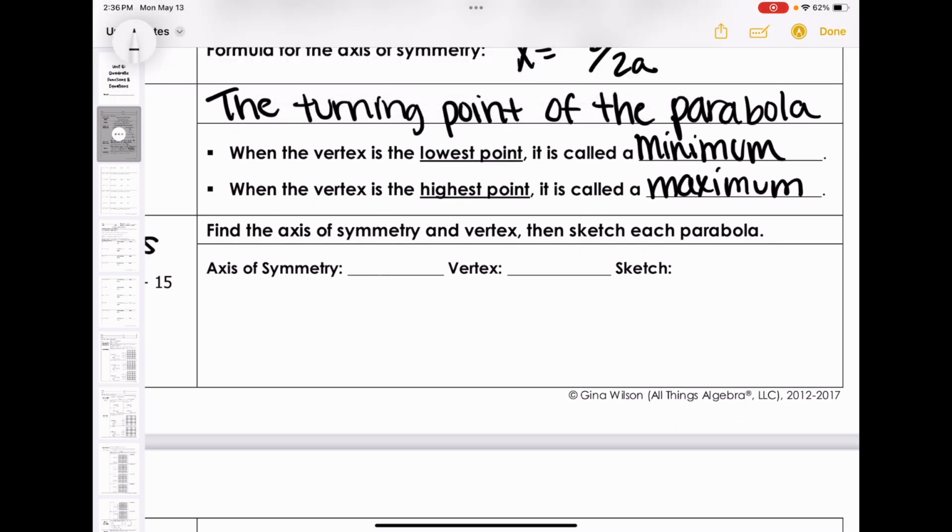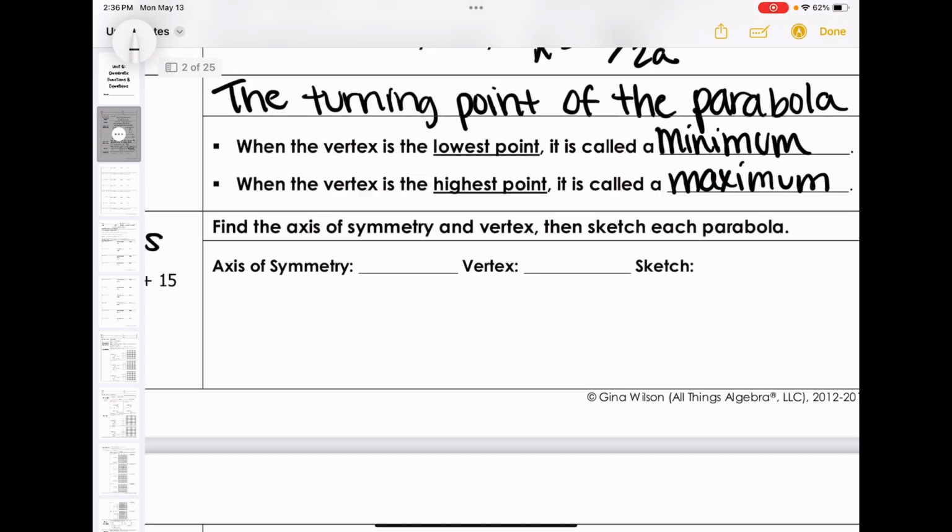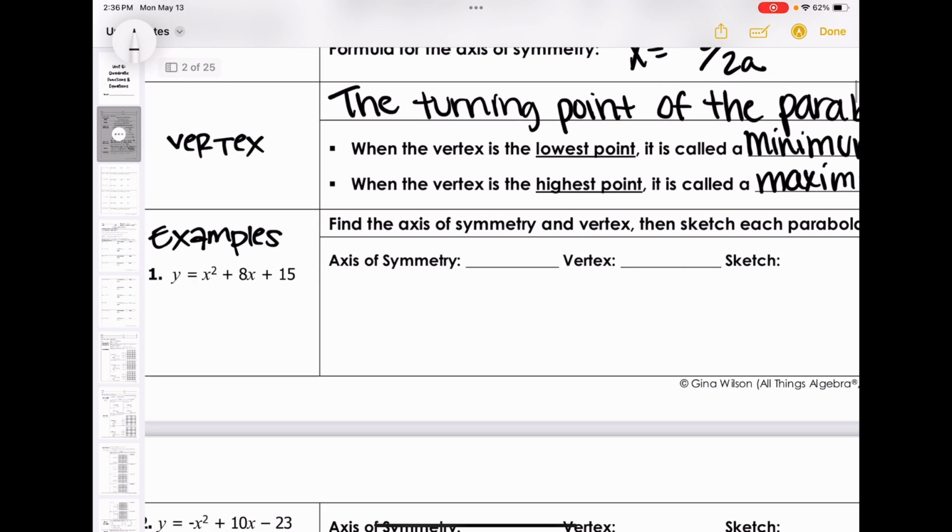So number 1, they want us to find the axis of symmetry and vertex and then sketch the parabola. So here's our function, y equals x squared plus 8x plus 15. So the first thing that we're going to do is find our a, b, and c values. So a sits next to x squared. If there's no visible number beside that, we assume it's the number 1. B sits next to x, so that's 8. And c is the number without a letter by it, and that would be 15.